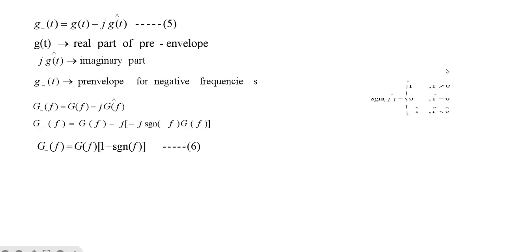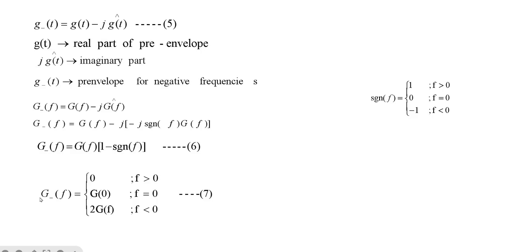Again, we'll use the definition of the signum function to substitute the values in equation number 6 in order to get g minus of f. So first, for f greater than 0, we'll substitute 1. 1 minus 1 will be 0. 0 into g of f will be 0. Then second, f is equal to 0. For f equal to 0, the value of the signum function is 0. So 1 minus 0 is 1. Then 1 into g of f will be g of f, but because here we are taking f equal to 0, we'll write it as g of 0.